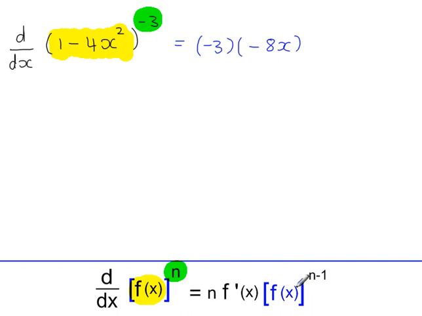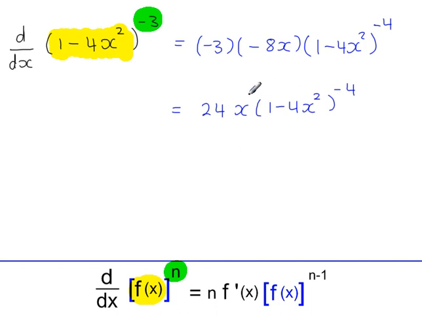times the original function in brackets. So the original function inside the brackets here is 1 minus 4x squared, that's this part here, to the power of n minus 1. So if we reduce this power by 1, so minus 3 minus 1 will give us minus 4, and then we can simplify to give us 24x times 1 minus 4x squared to the power of minus 4.